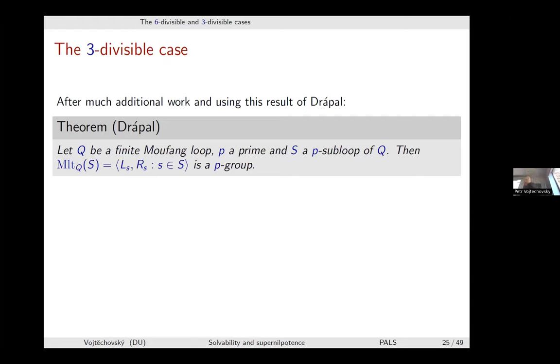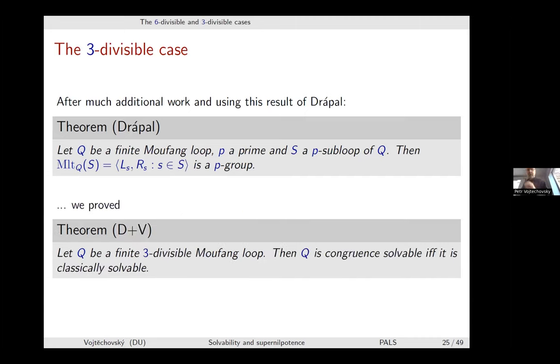And after much work and using some theorems of Aleš Drápal about multiplication groups that I state here but don't want to comment on, one can prove by means that are very different from the ones we have seen so far that the result is also true for three divisible, finite in this case, three divisible Moufang groups. So it's no more true here, because we have had counterexamples in loops of order 2 to the k. You remember the vector space example I gave showed that the strategy of working with an abelian normal subgroup X is doomed to fail. So there are some other means to prove that, but we managed to do that as well.